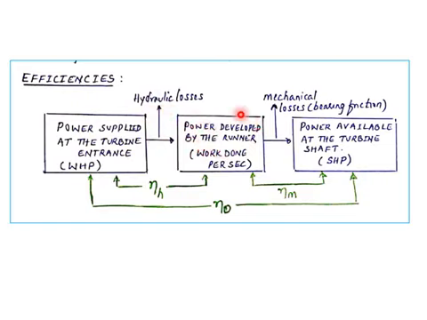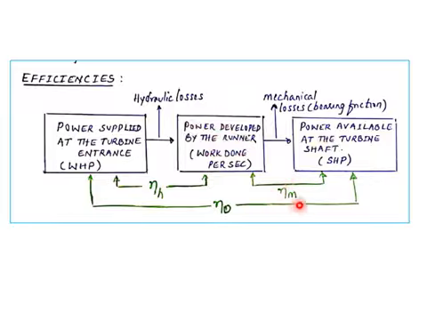The ratio of power developed by the runner to the power supplied at the turbine entrance is known as hydraulic efficiency. So output by input. Now work done is given to the shaft, and this will be utilized for developing power at the turbine shaft. The output is power available at the turbine shaft, whereas input is work done per second. There are always mechanical losses taking place in the form of bearing friction. So output divided by input.